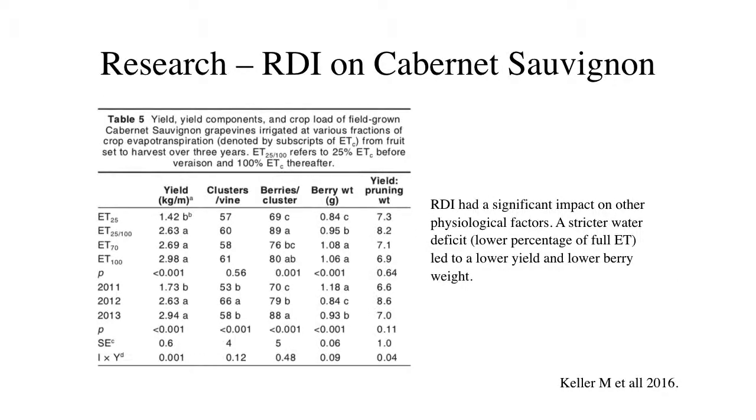This graph is from the same paper on RDI and its impacts on Cabernet Sauvignon berries. The investigators found that a stricter water deficit, or a lower percentage of full ET, led to a lower yield and lower berry weight.